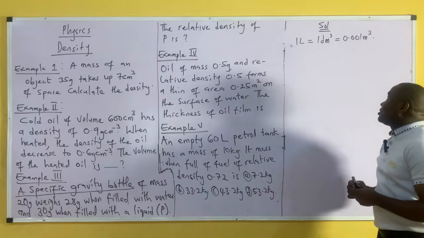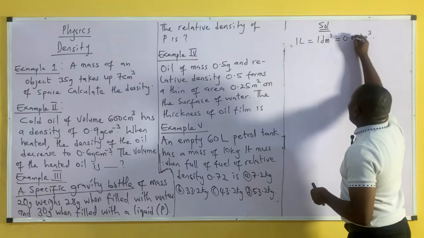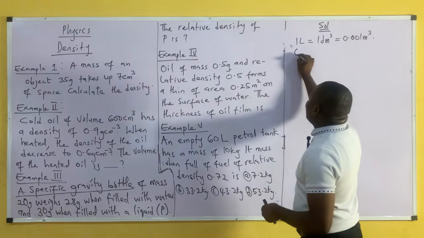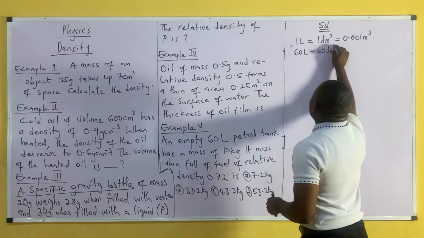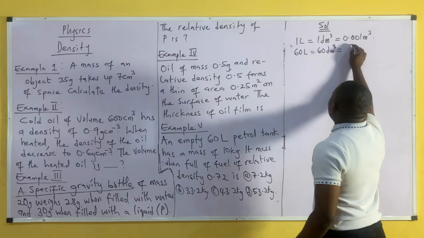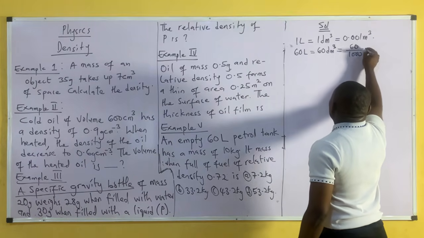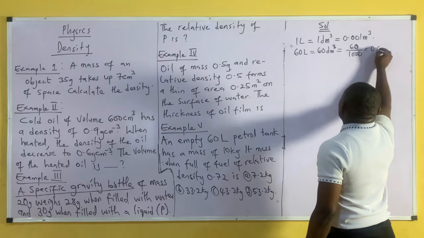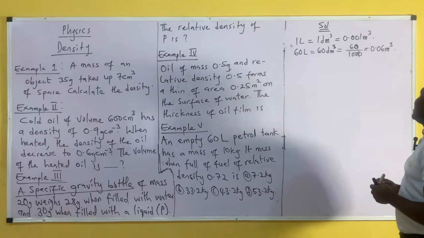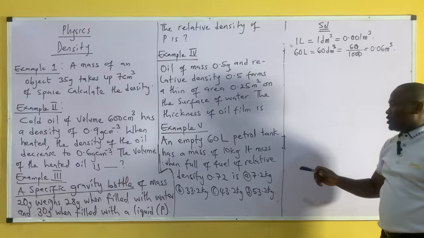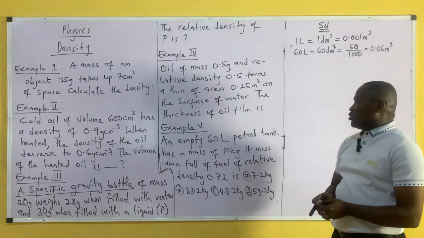1 liter equals 1 dm cube equals 0.001 meters cube. So therefore 60 liters equals 60 dm cube, which is 60 divided by 1000, which is 0.06 meters cube. So take note of this. This is very, very important in this conversion. Not knowing this could result in a wrong answer even after the solution.